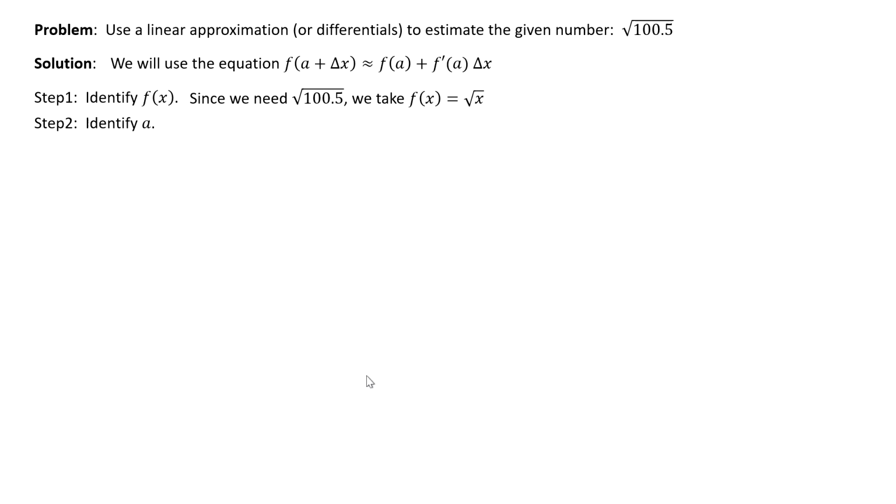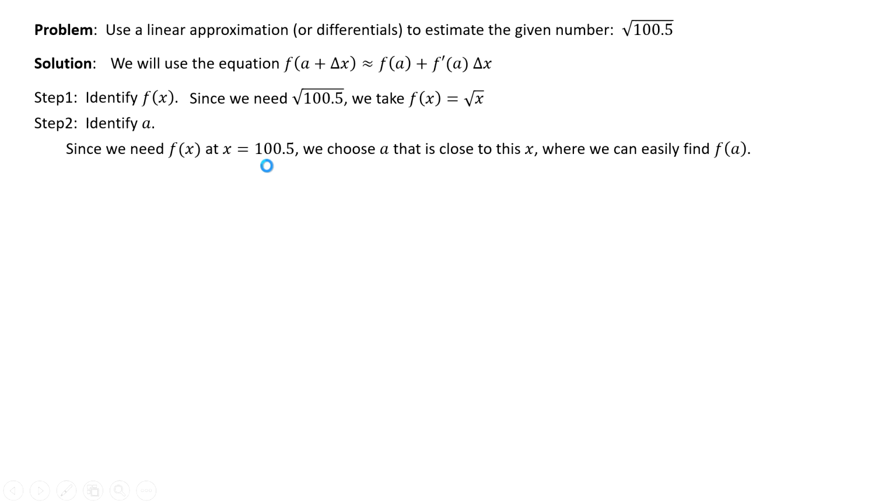And then we need to identify a. What is a? A should be found by picking a number. We need square root of 100.5. That means at x equals 100.5, we want a value. So is there a number that is close to 100.5 where we can figure out the square root of that number very easily? Yeah, obviously 100, right? We can find f. So a is 100. All right.